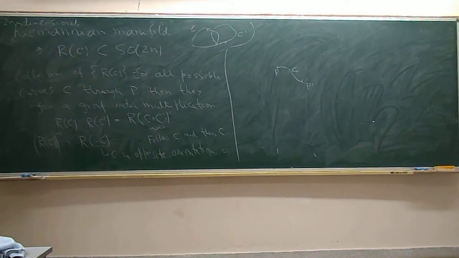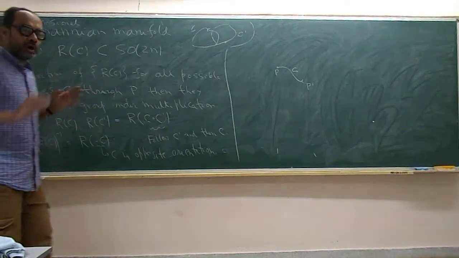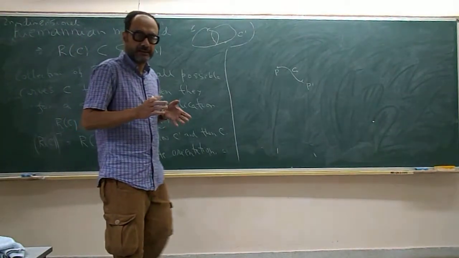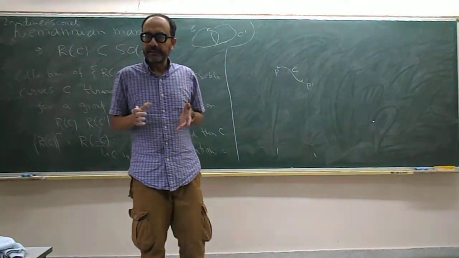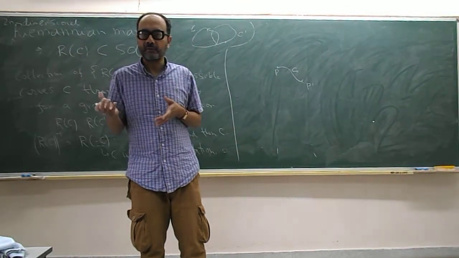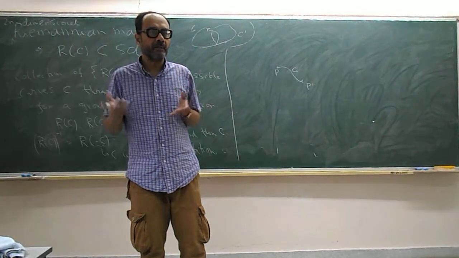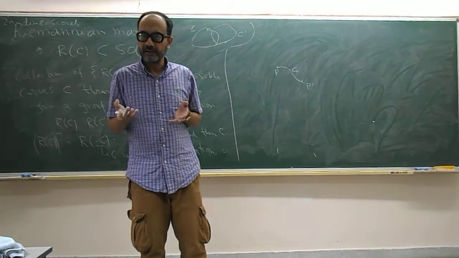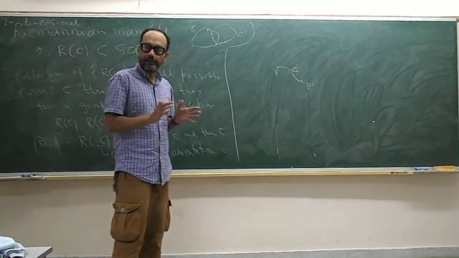Okay, but I should add that the holonomy is a property of the metric. It depends on a metric, whereas many of the topological properties that we have been talking about earlier are independent of the metric. So this is an important distinction to keep in mind.